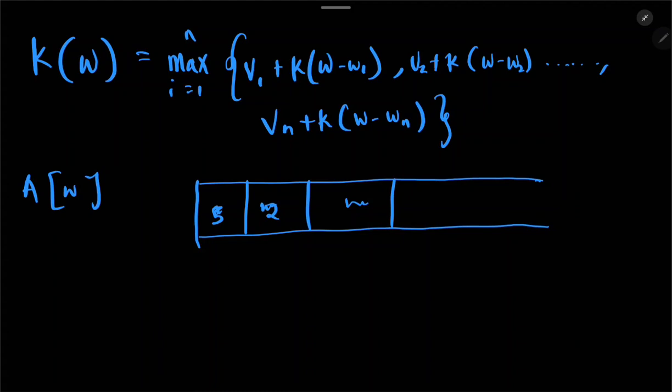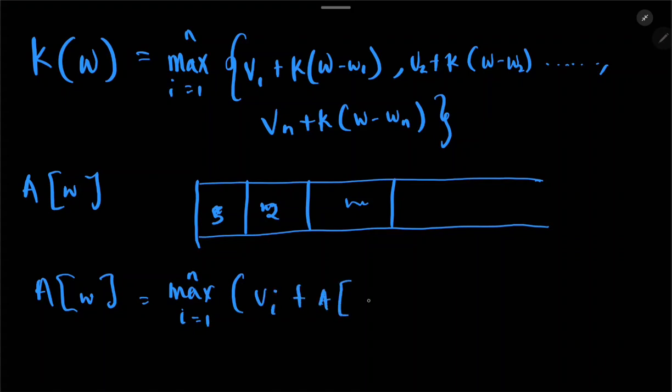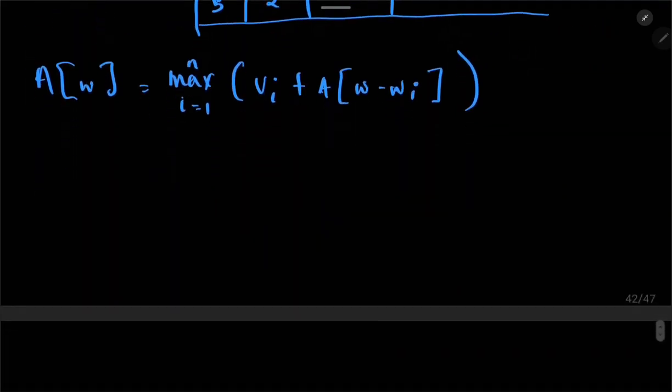So we can define as the maximum, the formula for the capacity of the knapsack with capacity W. So we define this as this of V_i. We are generalizing now. So this is the formula for the 1D array. So let's pick an example that will make this clearer.